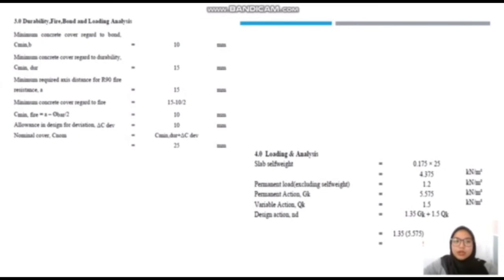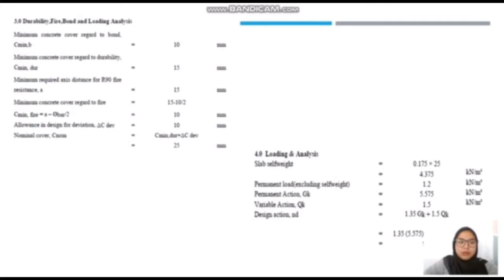So, this is durability, fire, bond and loading analysis. First thing we need to know is the minimum concrete cover with regard to bond, Cmin,b. Cmin,b we get from the table. And then the minimum concrete cover with regard to durability, Cmin,dur, is also on the table.